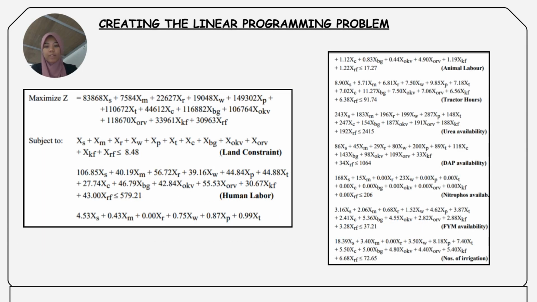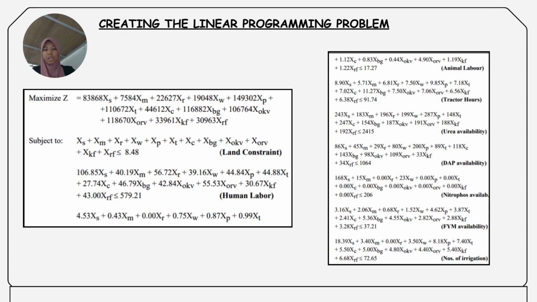Here we have the given linear programming model, which aims to maximize the objective function Z, which represents the total value or benefits derived from the production of various crops, such as XS, XM, XR, XW, and so on, each multiplied by its respective coefficient. The model is subject to several constraints, each representing a limitation or resource availability in the agriculture system. Here are the explanations of some of the constraints.